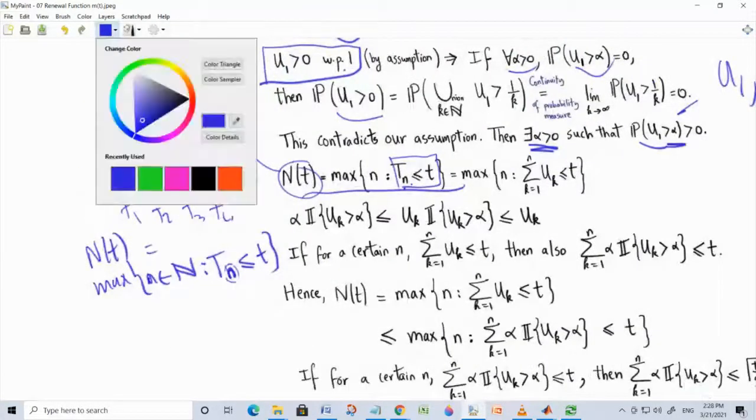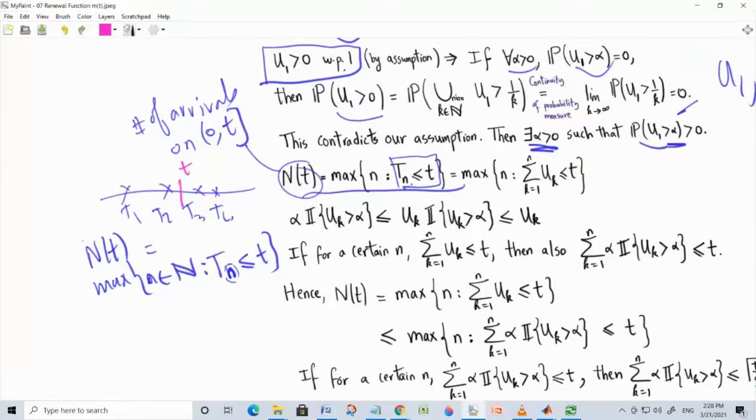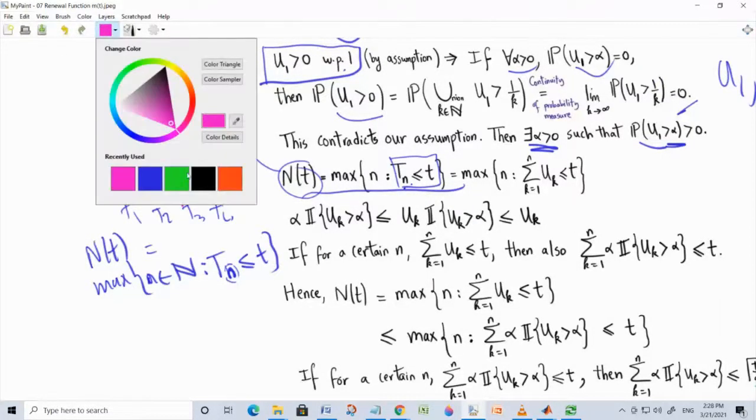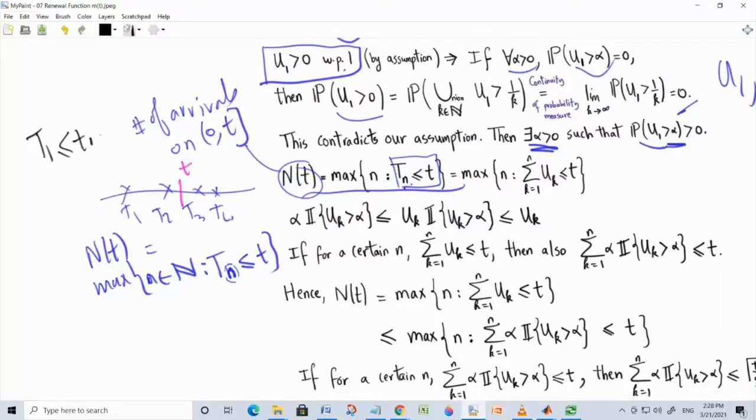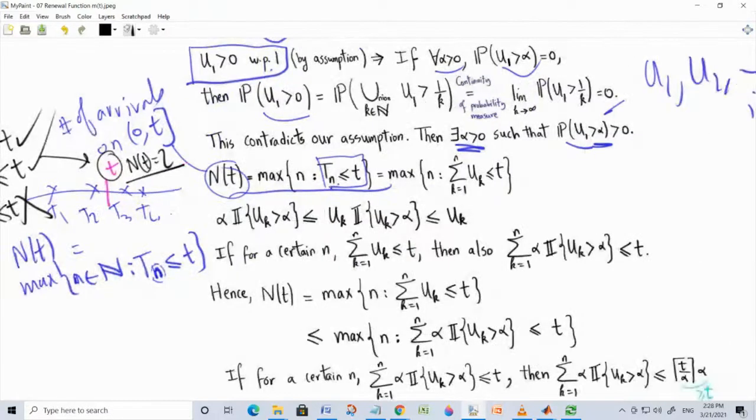So suppose that t is here. So T1 is less than or equal to t. Okay, great. Is T2 less than or equal to t? Great. Is T3 less than or equal to t? No. So what is the maximum n for which T_n is less than or equal to t? 2. And really here, N(t) is exactly equal to 2 in this example.